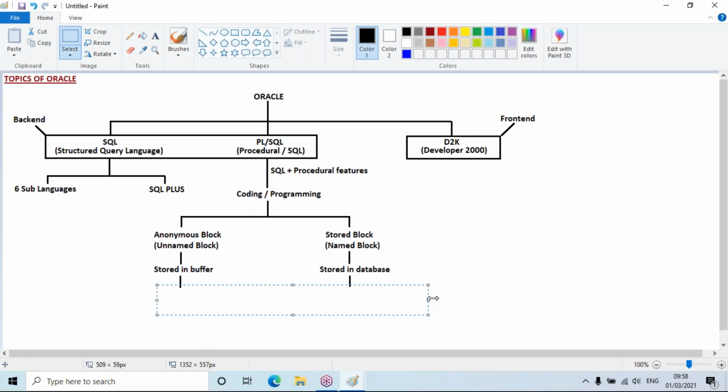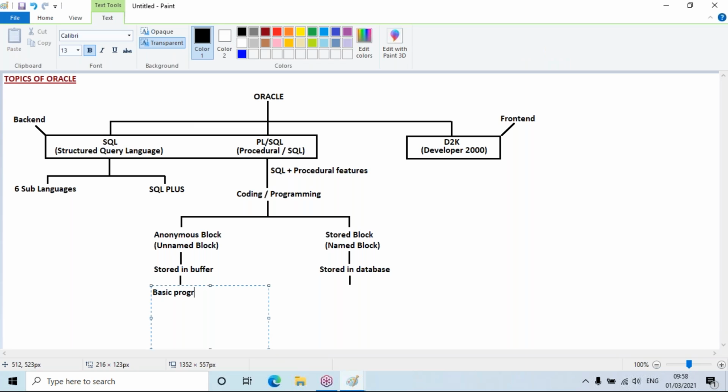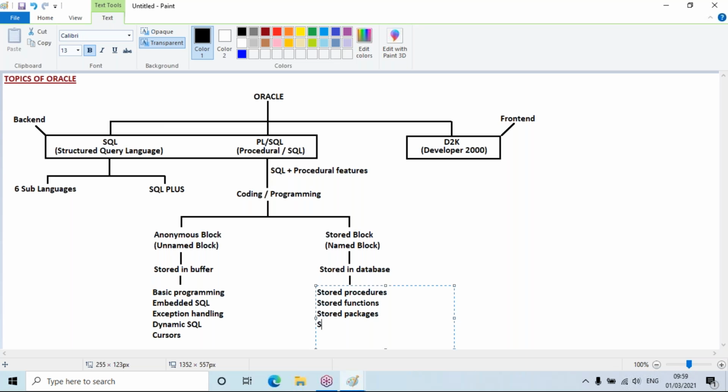Two things. Okay, what are they? Here we are going to learn about all these things: basic programming, embedded SQL, exception handling, dynamic SQL, cursors. Under stored block programming, we are going to learn about stored procedures, stored functions, stored packages, stored triggers. These are the topics that we are going to deal with in this part.